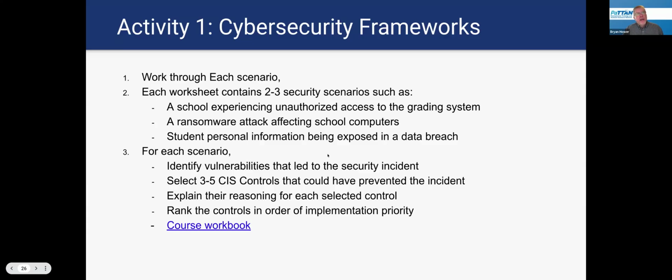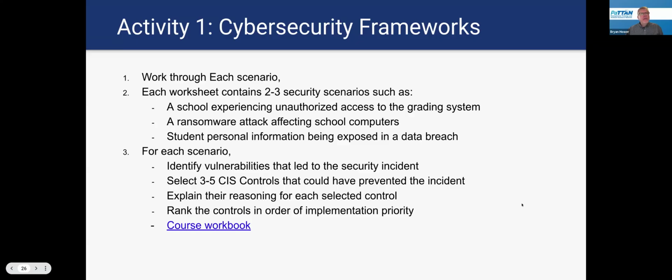Now, for each scenario, I give you a link to the SIS controls. You're going to identify the vulnerabilities that led to the security incident. You're going to select 3 to 5 SIS controls that could have prevented this incident and explain your reasoning for each selected control. And then you're going to rank the controls in order of implementation priority.